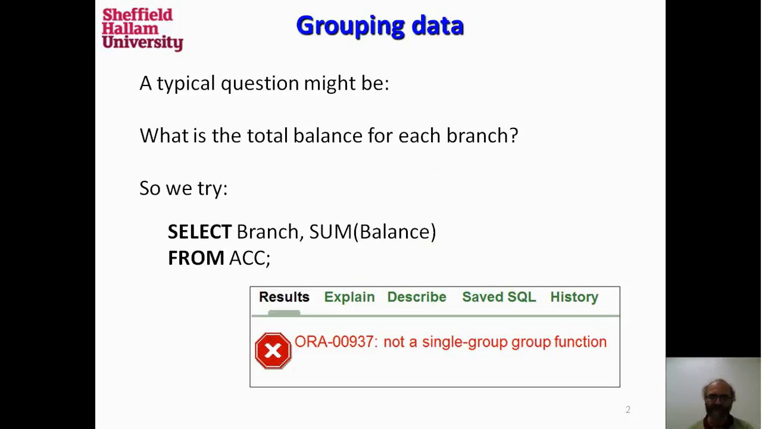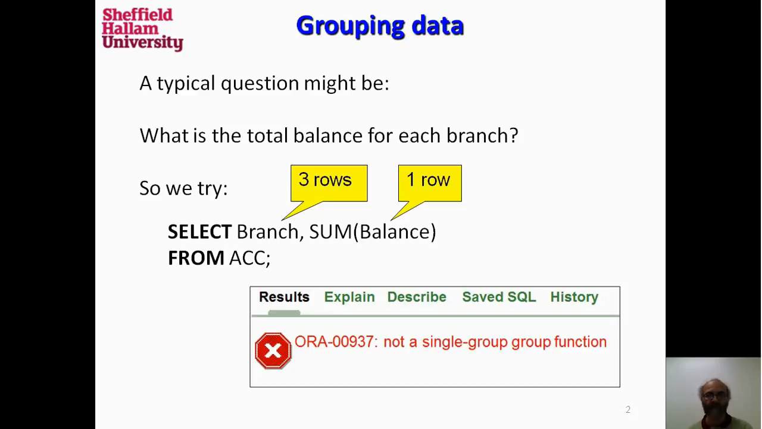Well, there's 3 rows of data. So when you select the branch, you get 3 branches. Oh, you get the same branch twice, but you get 3 resulting rows. But when you ask for the sum of all the balances, you get just 1 row. And the machine can't show that as a table. It doesn't know what to do.